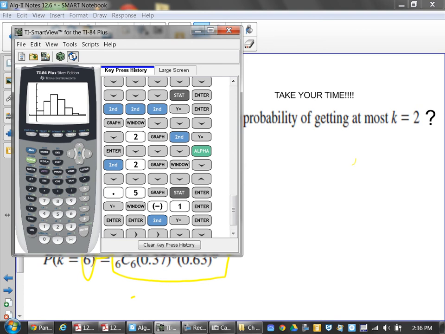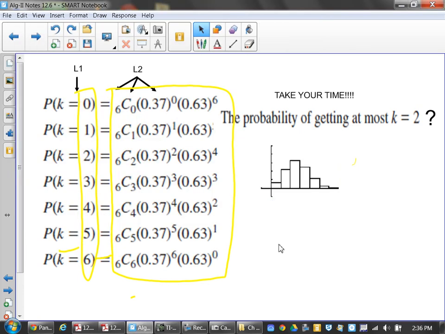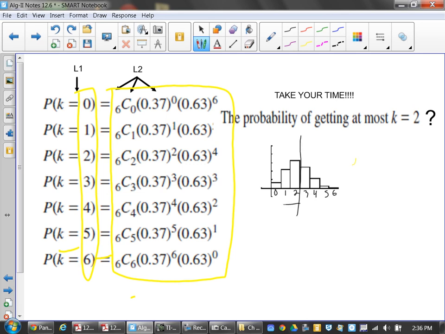Well, what probabilities am I looking at? I'm looking at 0, 1, because this was 0, 1, 2, 3. I'm looking at most 2, so I'm looking at all of these probabilities. So in my table, all I have to do is just look at my y values and add them together. Those 3. Does that make sense?